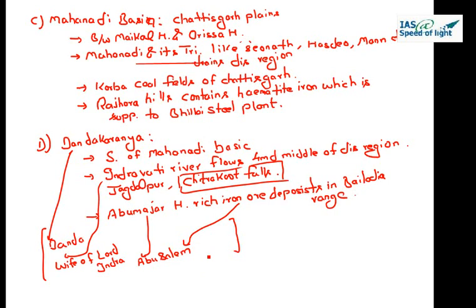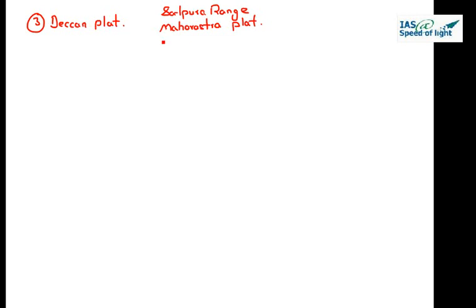Now we have completed the two main physiographic divisions of the Peninsular Plateau of India. The first one, the Central Highlands, and second was the Northeastern Plateau. Now we come to the third physiographic division, which is the Deccan Plateau. In this, we have to study about the Satpura range, the Maharashtra Plateau, Telangana Plateau, and the Karnataka Plateau.